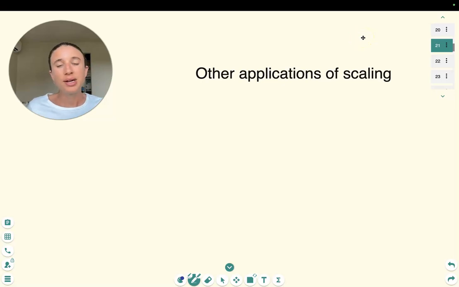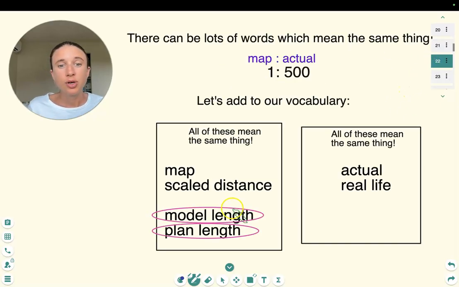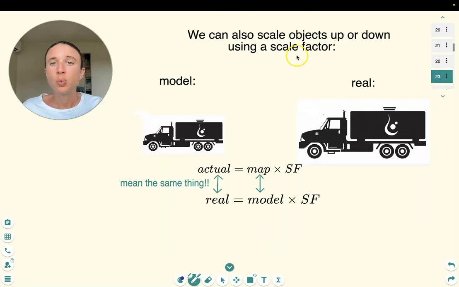Hello, in this video we are going to look at some other applications of scaling other than on maps. Okay, so we're going to add a few words to our vocabulary. Some other things that mean map or scale distance could be model length or plan length. Okay, add that to your vocabulary. So we can also scale objects up or down using a scale factor.